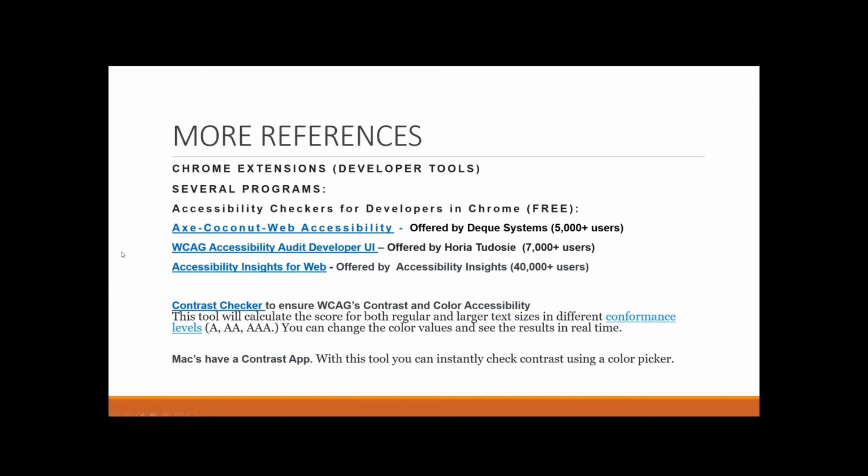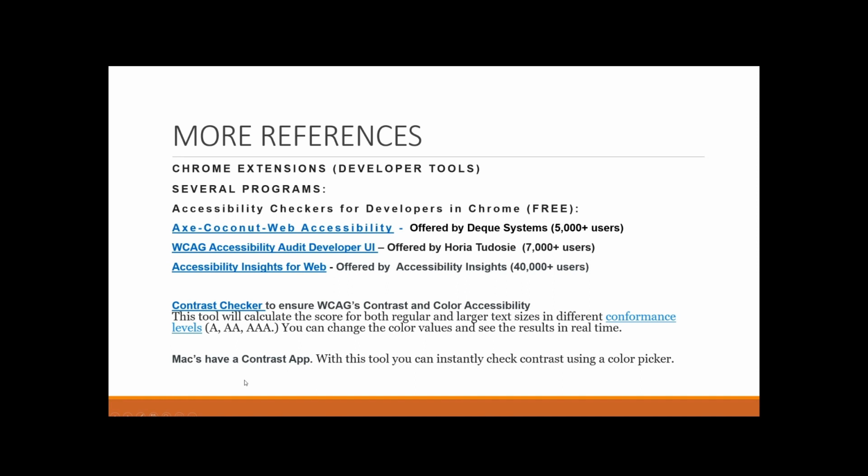Now you'll notice that the first one, Axe Web Accessibility, has 5,000 plus users. The next one has 7,000 plus users. And Accessibility Insights for Web has 40,000 plus users. And my first choice would probably go to that, but go ahead and try all of them and see which one you like.